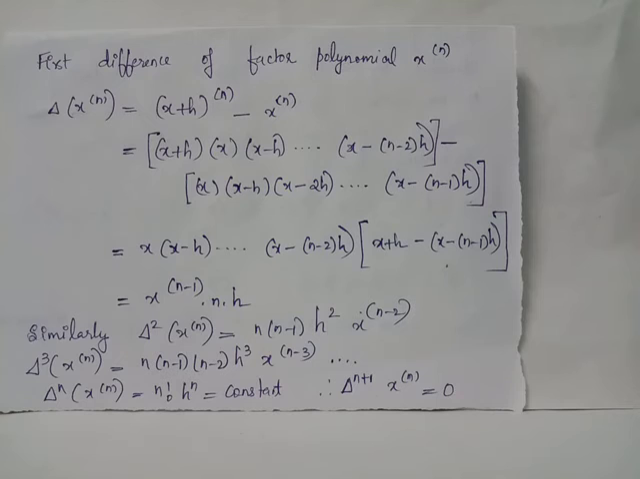Similarly, we have the second difference obtained as delta square of x raised to n equals n into n minus 1 into h square into x raised to n minus 2, where x raised to n minus 2 is a factor polynomial. Moving on like this, we have the general expression delta raised to n applied on x raised to n equals n factorial into h raised to n, which is a constant. And because of this reason, delta raised to n minus 1 applied on x raised to n will be 0.